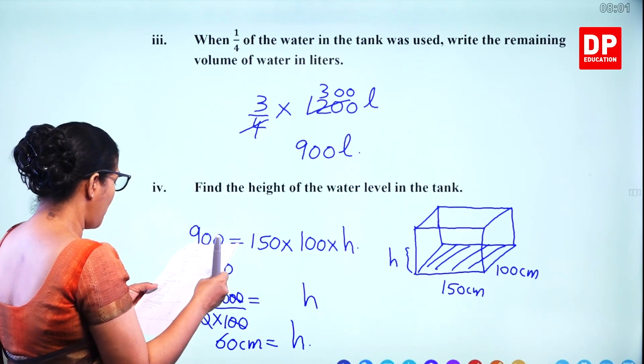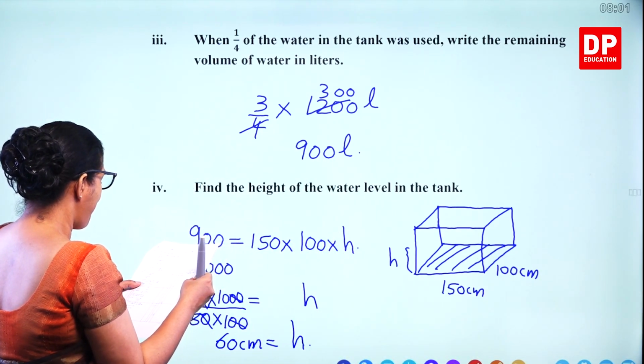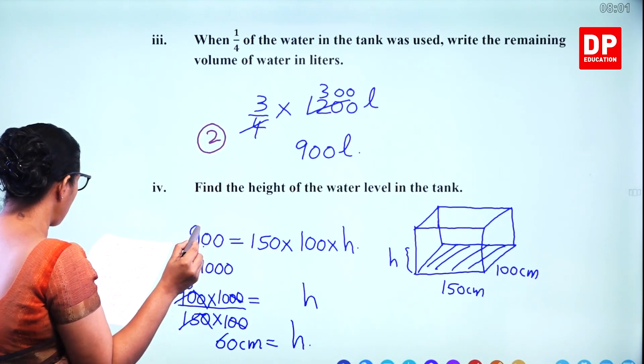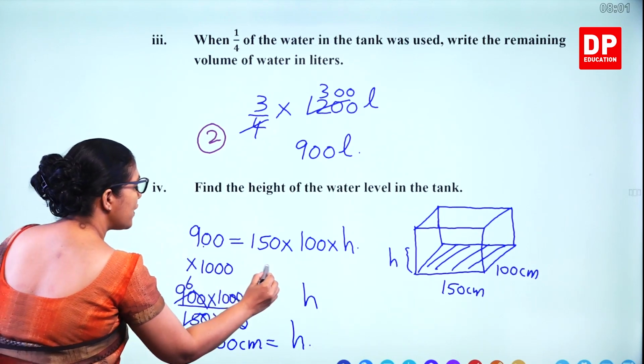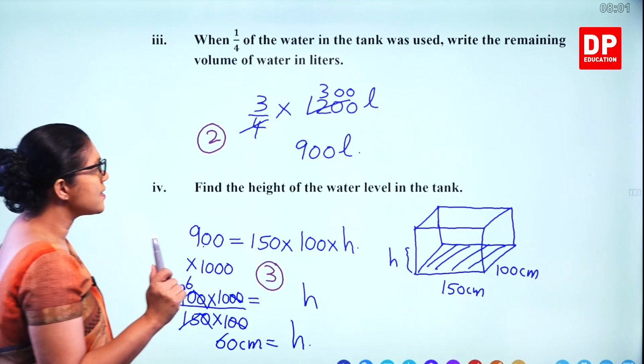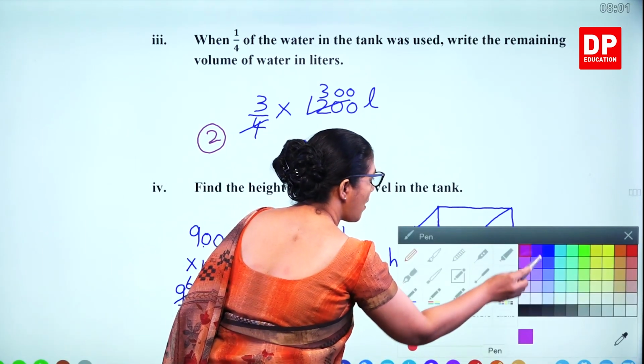So how many marks? 2 marks for this one and 3 marks for the height. So 5 here, and earlier we gave 5 marks, altogether 10 marks.